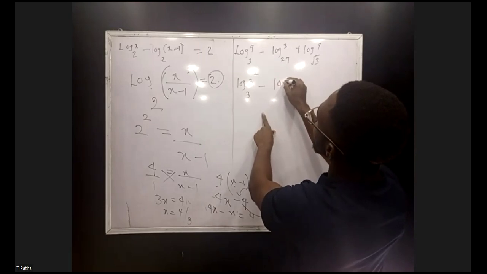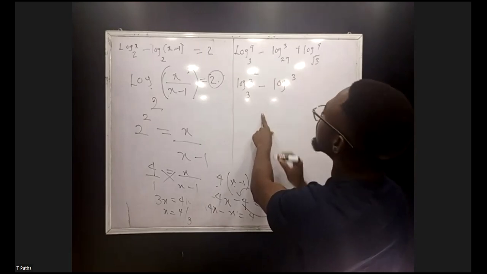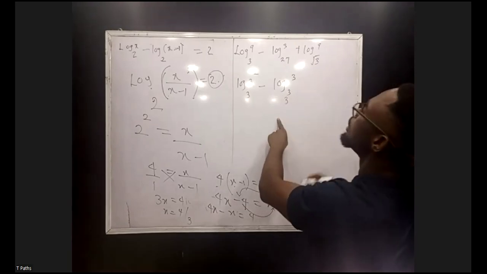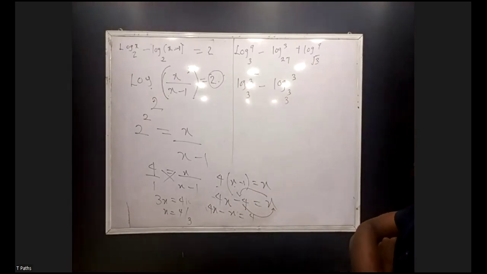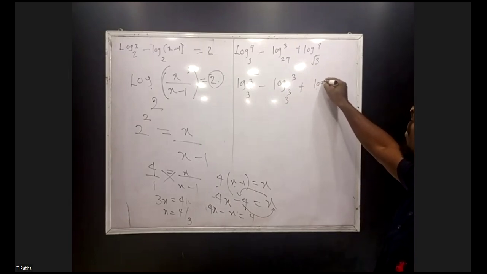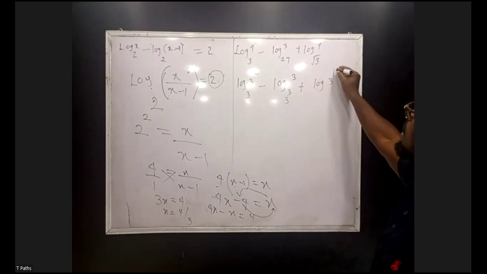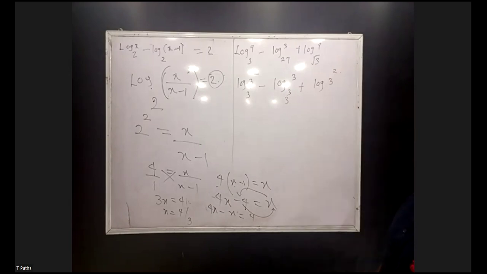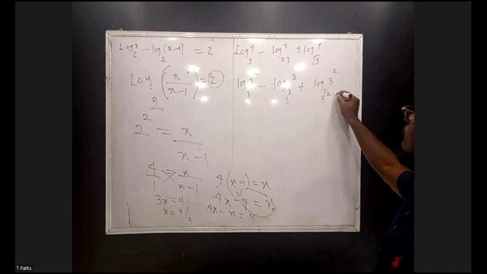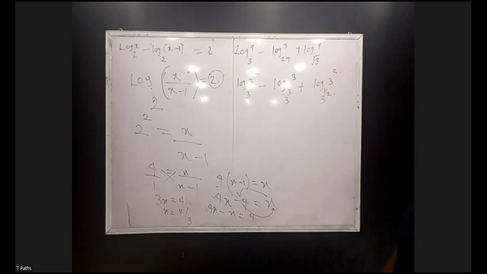Minus logarithm of, I still have my 3. What is 27? 3 raised to power what? 3. Am I making sense? Plus logarithm of 9, what is 9? 3 raised to power 2. What is root 3 from indices? Root 3 is 3 raised to power what? 1 over 2, that is 3 raised to power 1 over 2.